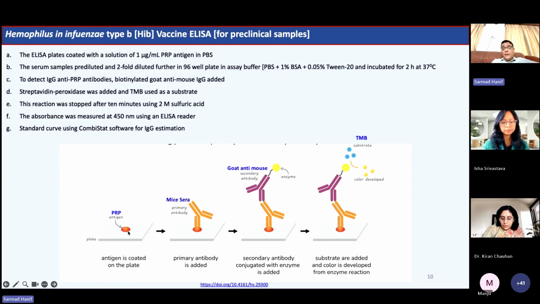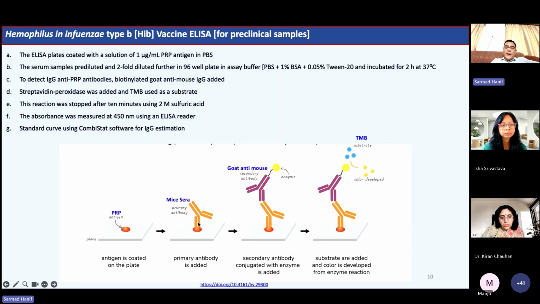But you remember that a polysaccharide generally is not evenly coated, or it is poorly coated on the well. What we do is we mix it with a protein. When we mix it with a protein, it is coated well. It goes and binds firmly to the well. Now we put the serum, if we have the preclinical samples, which in our case will be from a mouse. So we'll be having the primary antibody.